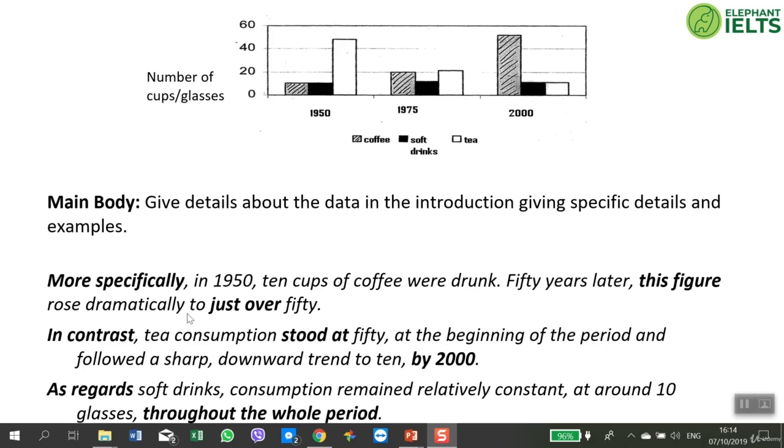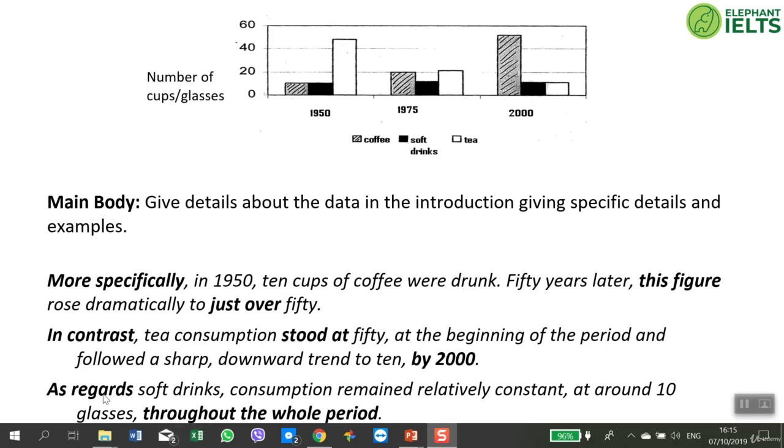So look how I describe tea consumption. In contrast, tea consumption stood at 50 at the beginning of the period and followed a sharp downward trend to 10 by 2000. So look how I have changed my vocabulary. I used "stood at" this time, which is nice, for giving details. And again, I changed the way I talk about time: "by 2000." So now I've talked about coffee, tea.